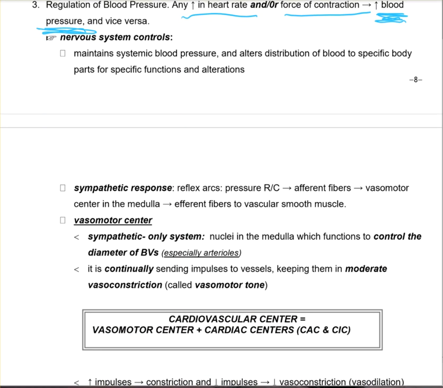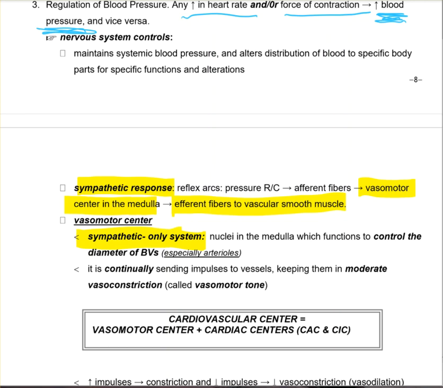All right. And we know that at the heart, we can have sympathetic controls on the heart that does that. That's our CAC. But also, we can have a sympathetic response to the vascular system. So when we have a sympathetic response, we can go to the vasomotor center in the medulla. And these control the efferent fibers that go out to vascular smooth muscle, the smooth muscle in the tunica media of the vessels. And it's a sympathetic-only system, okay?